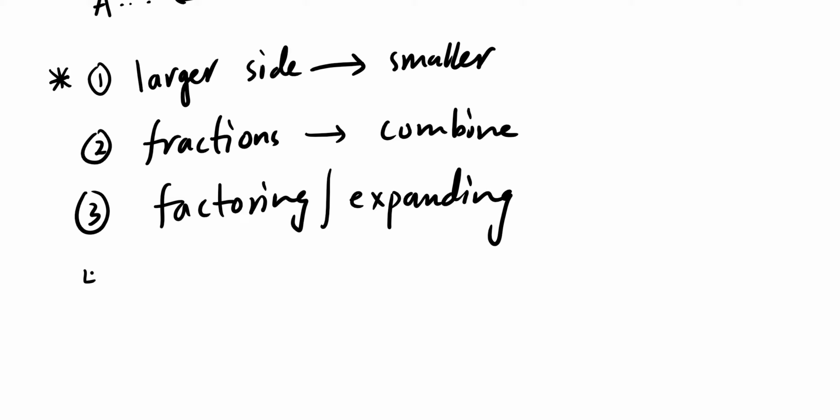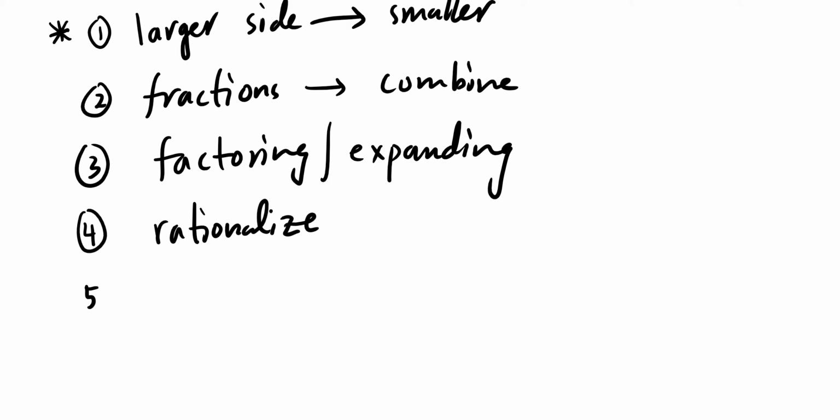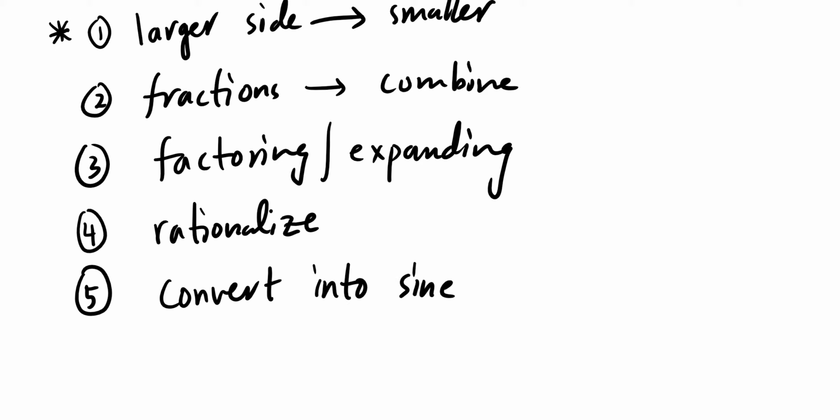If you get to the point that you can rationalize by multiplying by the conjugate, top and bottom, do so. And the last thing is you can always convert things into sine and cosine using the basic trig identities that we will recall in a minute.